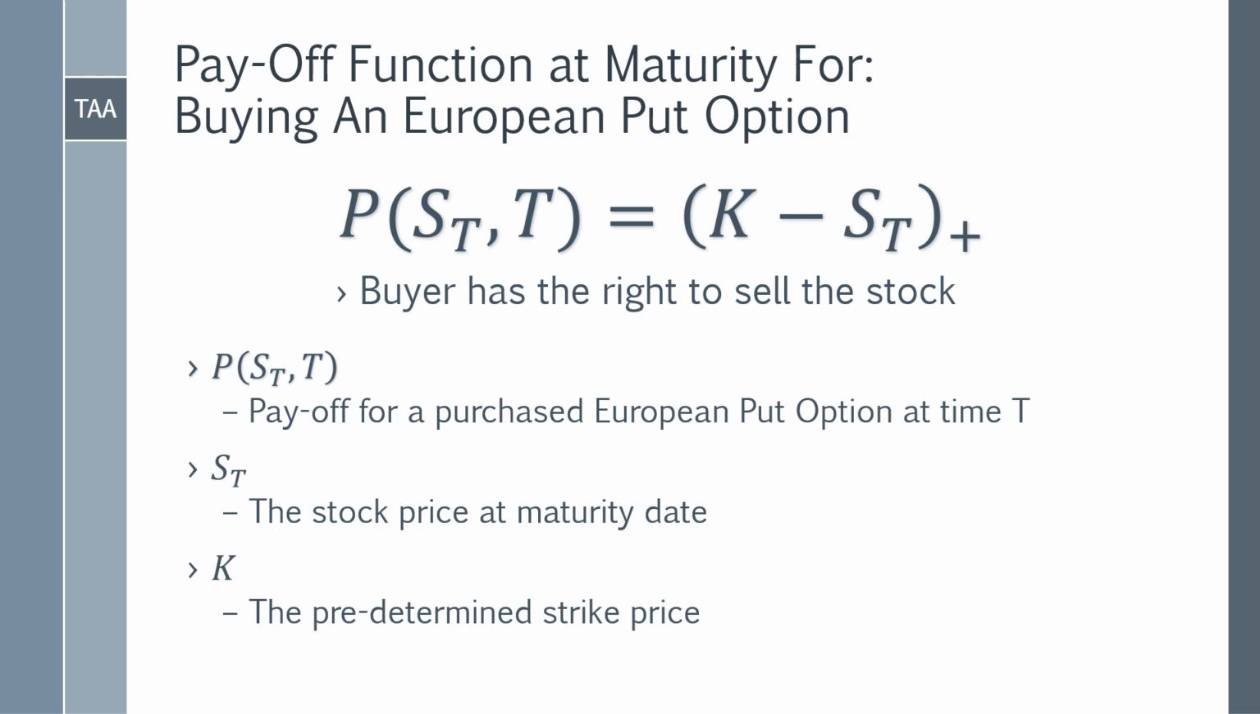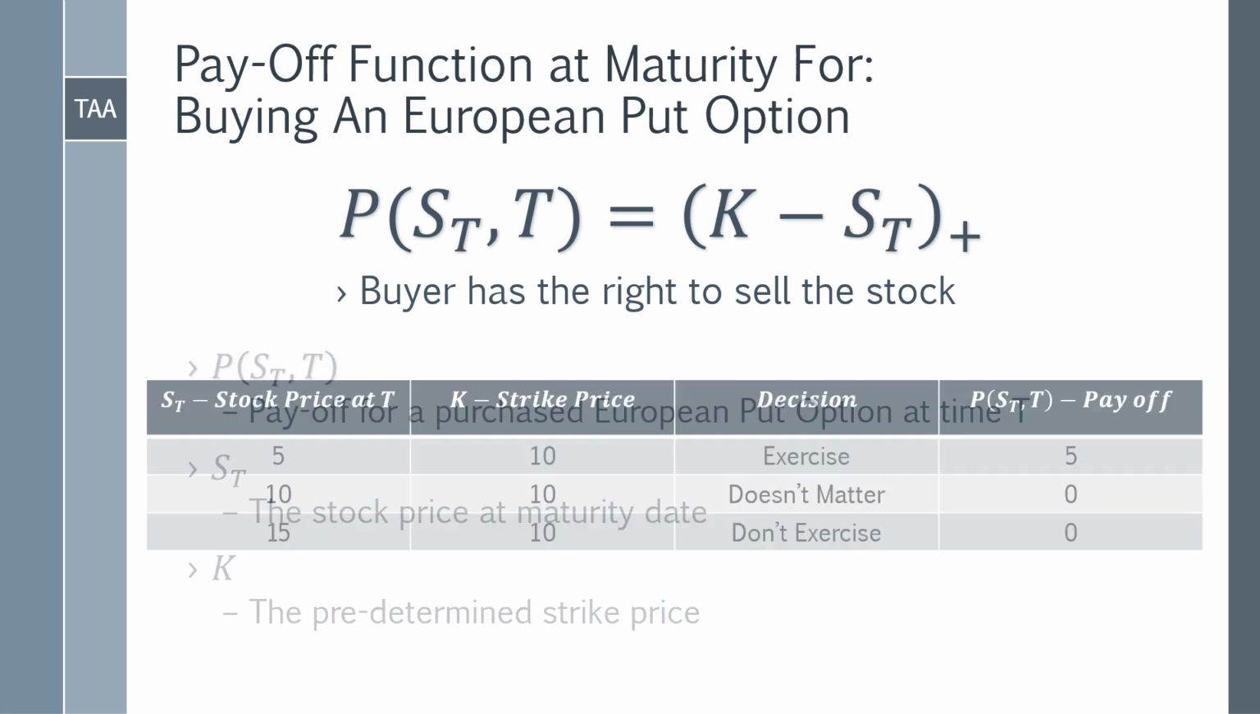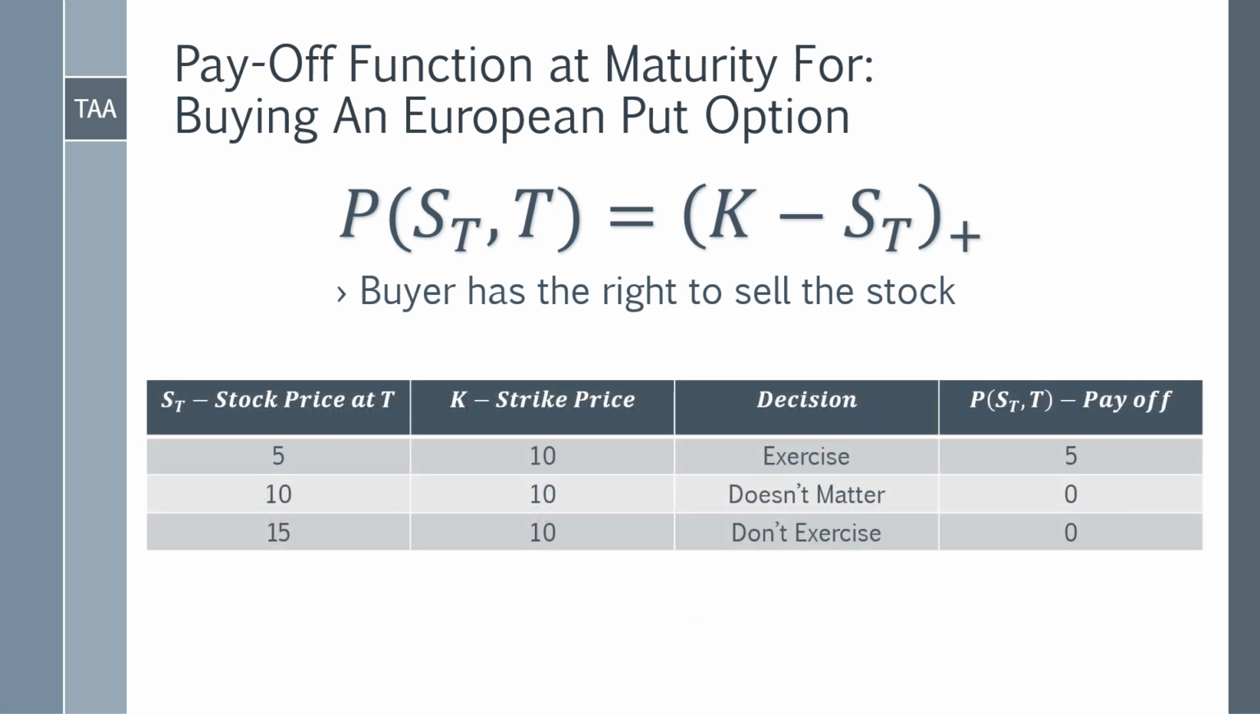Hopefully that makes sense. And we will show you again with this example. In this case, the buyer has the right to sell the stock. So if there's a stock worth 5, whereas the strike price is 10, would you sell your $5 stock for $10? And the answer is yes, you would. Therefore, you exercise your right to sell the stock, and your payoff is $5. Again, congruent with the formula.